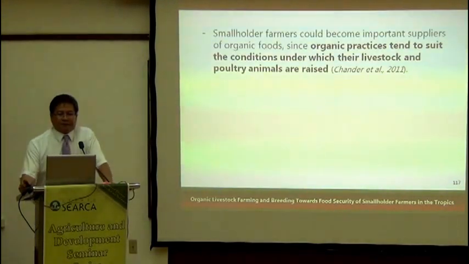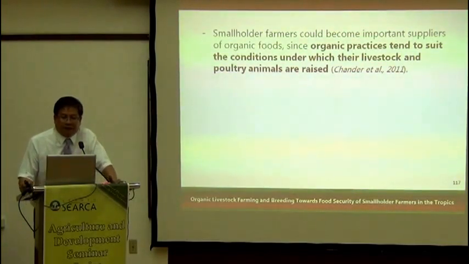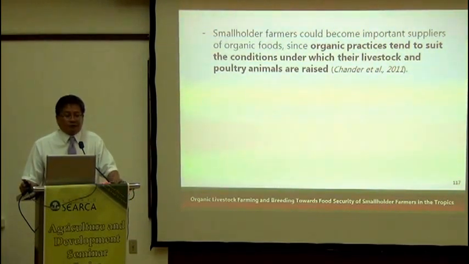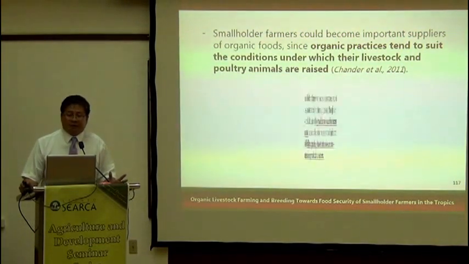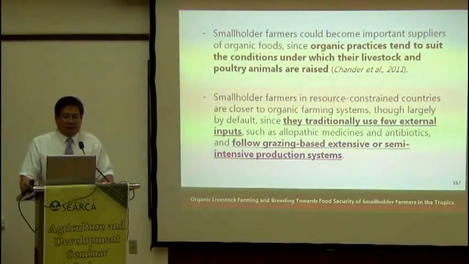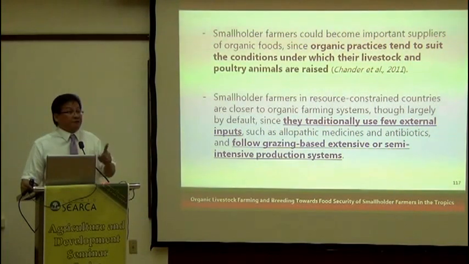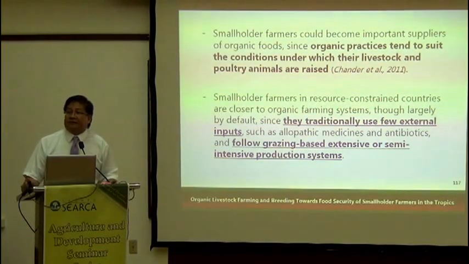About prospects, I think smallholders could become important suppliers of organic foods. Why? Mainly because the practices tend to suit the conditions under which these livestock and poultry animals are actually being raised by smallholder farmers. In fact, smallholder farmers in poor countries are closer to practicing organic farming systems, but largely by default. Why? Because they traditionally use few external inputs, such as allopathic medicines and antibiotics, and they follow grazing-based extensive or semi-intensive production systems. So if there is conversion, it is much faster.